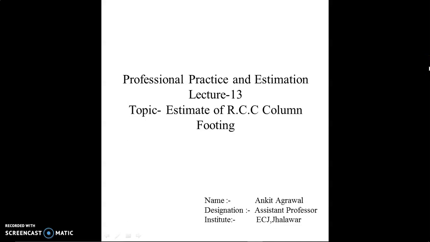Hello everyone, this is our lecture number 13 and the topic of today's lecture is estimate of RCC column and footing. In our previous lecture, we already studied estimate of RCC beam work and estimate of RCC slab work. So in today's lecture, we discuss RCC column and footing.